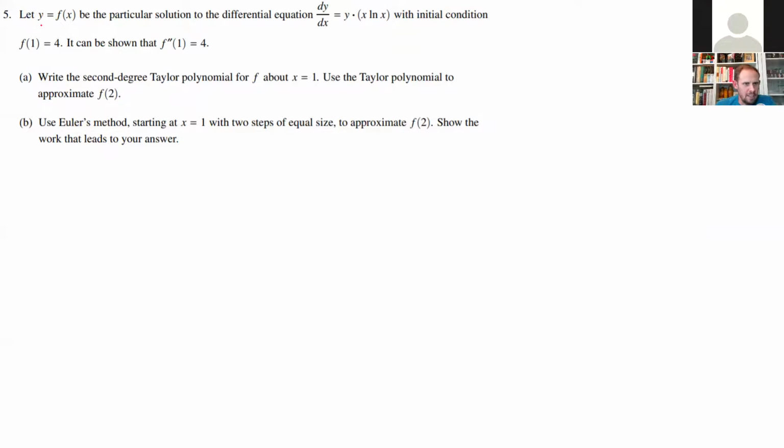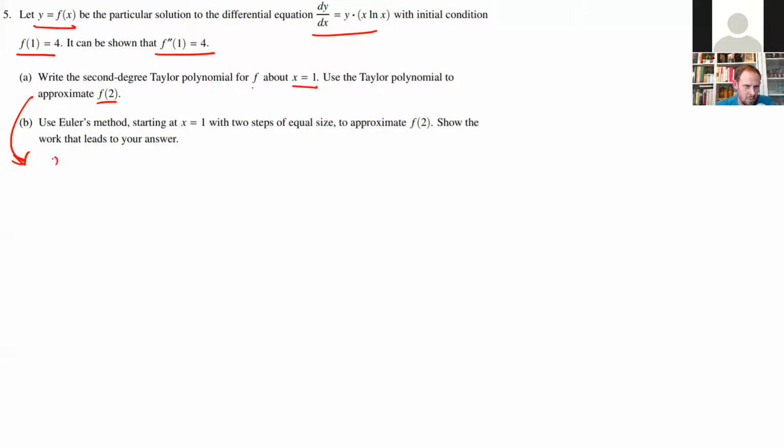All right, number 5 here. Let y equals f of x be a particular solution to the differential equation with initial condition f of 1 equals 4. It can be shown that f double prime of 1 is also 4. Cool. Write the second degree Taylor polynomial for f about x equals 1. Use the Taylor polynomial to approximate f of 2. All right, so we've got 2 things to do. First, we need the Taylor polynomial.